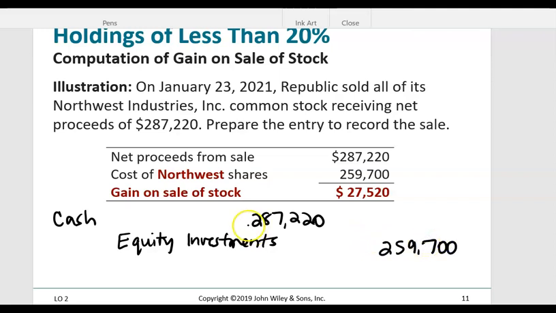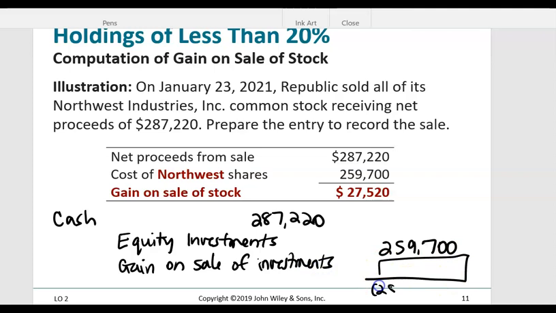And the difference between the cash that we received and the book value or the initial cost of those equity investments goes to a gain or loss on sale. And since we received more cash than the book value of those equity investments, this of course would be a gain on sale. And so here this amount is the difference between the 287,220 and the 259,700. Cash received less the cost on the books. And that gives us 27,520.